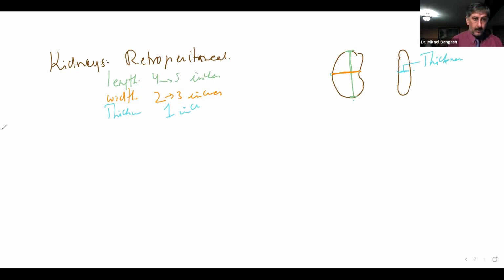And as I already said, this is going to be retroperitoneal. So if you look at a kidney, it's going to be behind the peritoneum, which means that only the anterior surface of the kidney is in some contact with the peritoneum, but your kidney is not encircled all around by peritoneum. Did you guys get that?